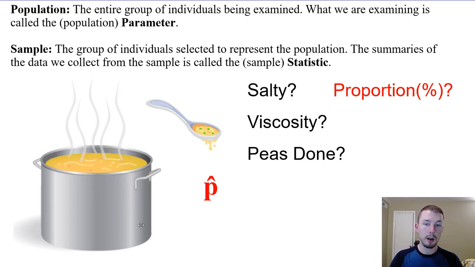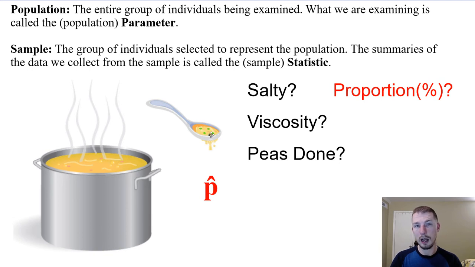So we want to know, is the soup that we're making, is it salty enough? Is it too thin? Is it too thick? Do we need to add more water to it? Are the peas done? Whatever we might want to know. These are going to be sample statistics. So the true value of the amount of salt that's in here is the population parameter. And whatever we get from our sample is called a sample statistic.